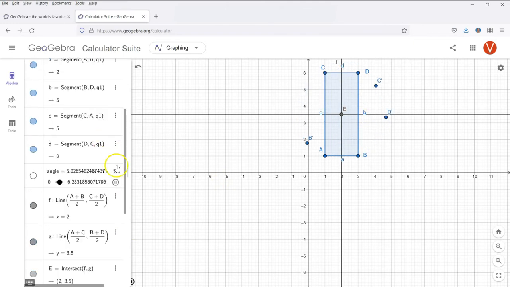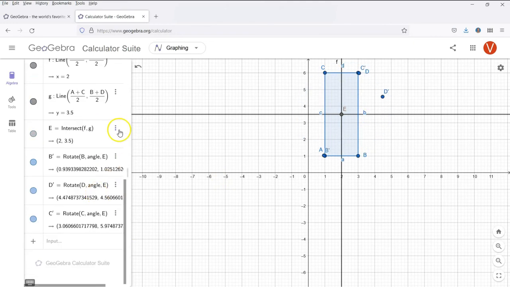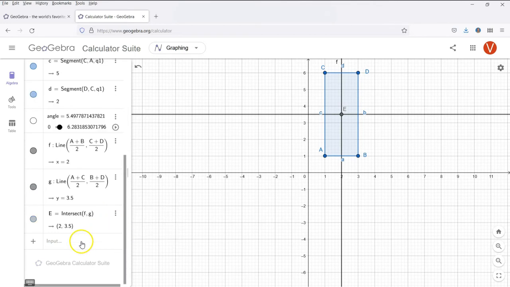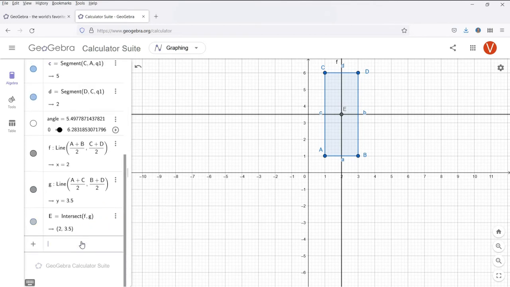Now let's stop this and let's remove this. It automatically creates A prime, B prime, C prime, D prime. Okay. Now what we are going to do is take care of the flipping of the rectangle. So how do we do that? We do that by rotating it not around point E but around the line of axis of the symmetries. So rotate Q1 by this angle around F.